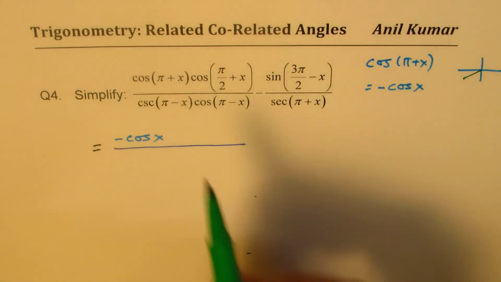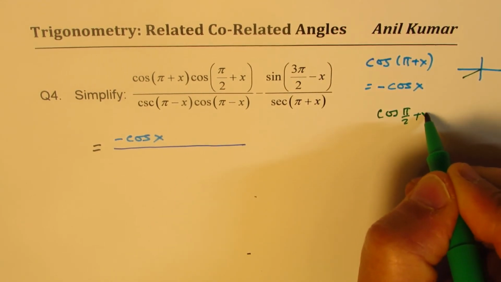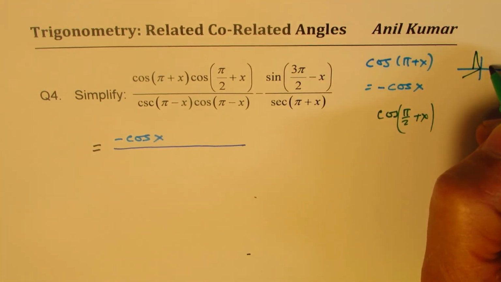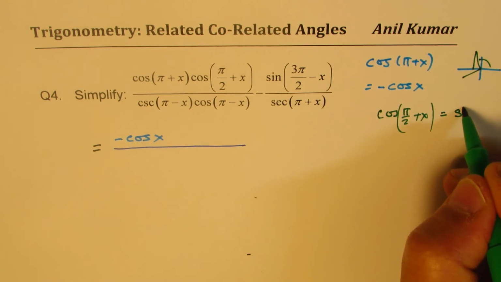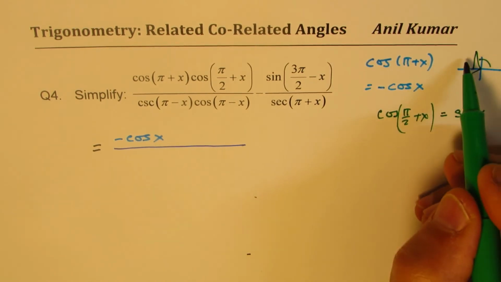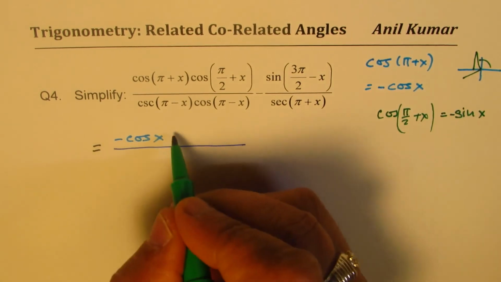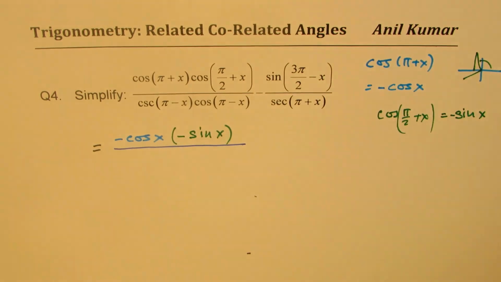Now let's look into the second part, which is cos of pi by 2 plus x, right? So when I say pi by 2 plus x, we are here. Now that is a cofunction, right? So we get sine of x, but since you are in quadrant 2 where cos is negative, we expect a negative value. So this becomes minus sine x. Is that clear to you?